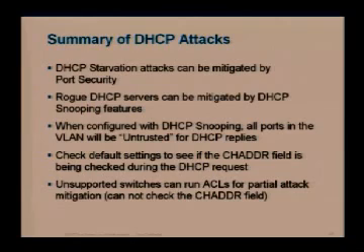So, summary: DHCP starvation can be mitigated by port security. We learned that. Rogue DHCP can be mitigated by the snooping feature. When configured with snooping, all ports in the VLAN must be untrusted, right? Only the trusted port would be the port connecting the DHCP server itself. Check the default settings. We spoke about the client hardware address. There are some unsupported switches which will not run the snooping feature, so you have to use VACL in that case. But whenever you are using VACL, it will not solve that client hardware rogue DHCP attack. It will only solve the starvation attack. Okay, so there are limitations.